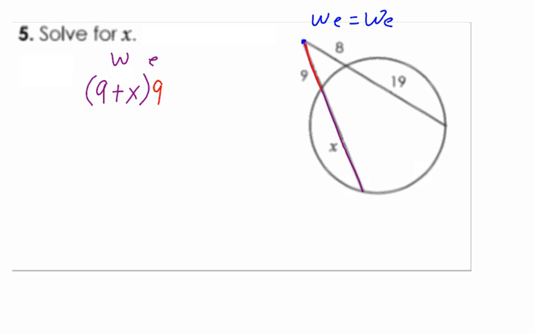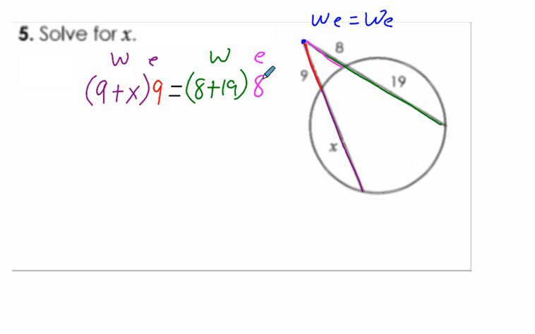And now we're going to multiply that times the other line. So if we look at our other line, we have the whole part of the other line. So we're going to add those two together. So that would be your 8 plus 19. All right, so that's your W. And then the exterior part of that one is going to be the 8. So we're going to multiply that times the 8. So that's your whole times exterior equals whole times exterior.